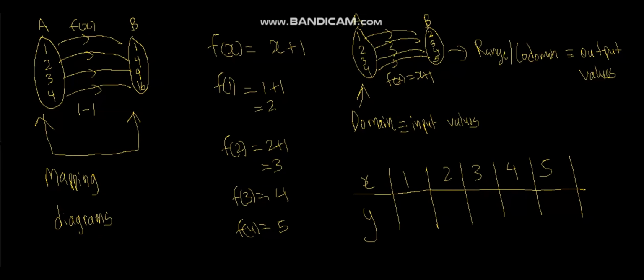And let's use the function this time: y is equal to x minus 2. So when x is 1, we will get 1 minus 2, which is minus 1. When x is 2, we would get 2 minus 2, which is 0. When x is 3, we would get 3 minus 2, which is 1. When x is 4, we would get 4 minus 2, which is 2. And when x is 5, we would get 5 minus 2, which is 3.